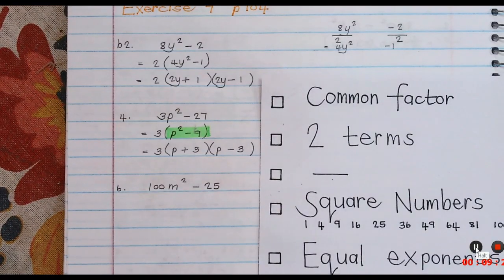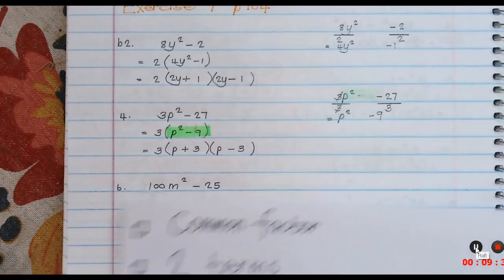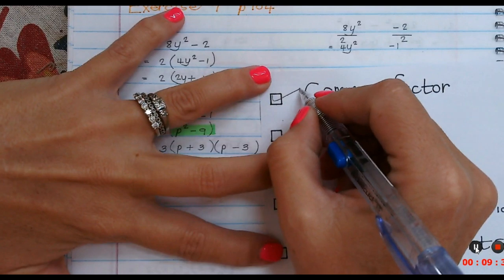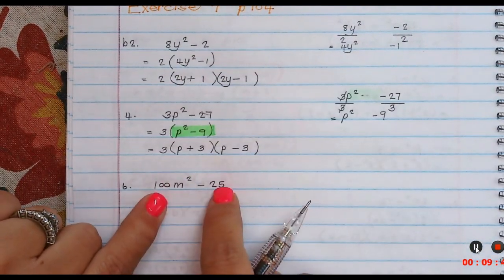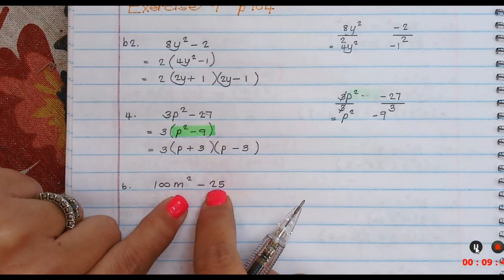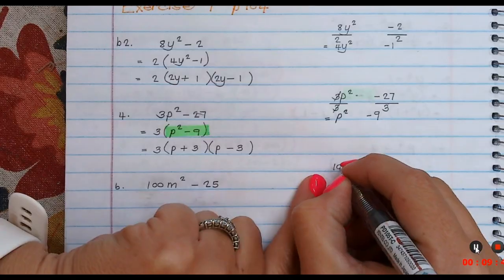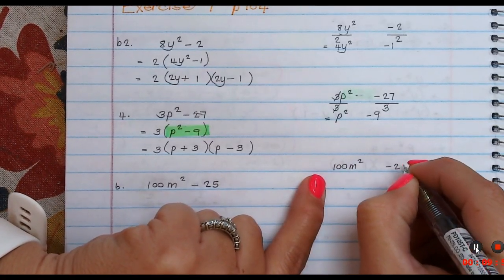Right, so to refrain from losing any marks, stick with your tick boxes. So the first thing, I'm going to check for a common factor. Between 100 and 25, both of them can divide by 25. So I'm going to the side: 100m squared minus 25.